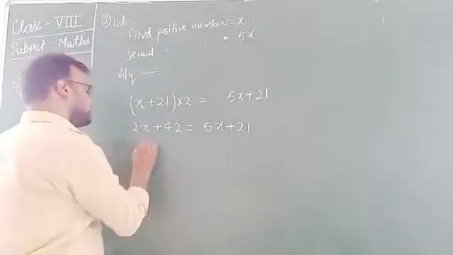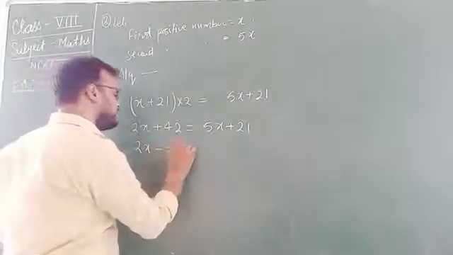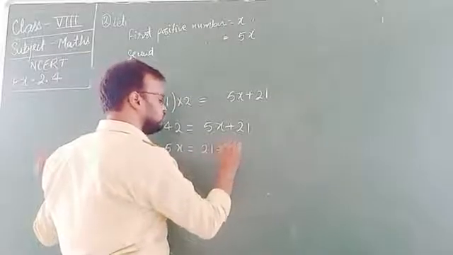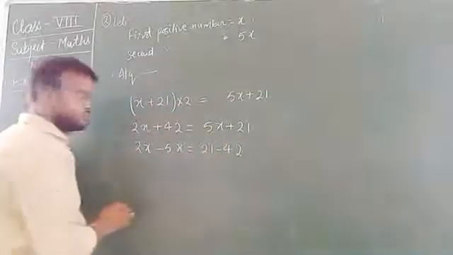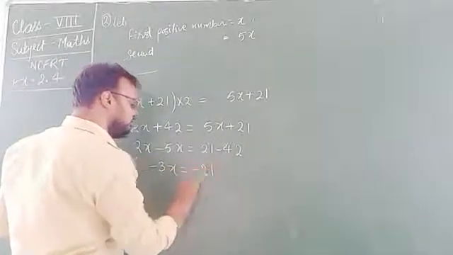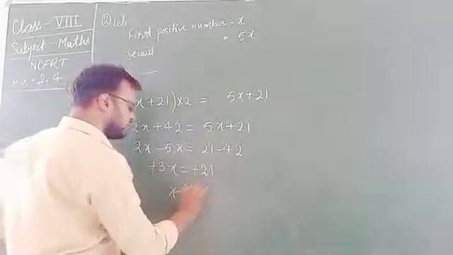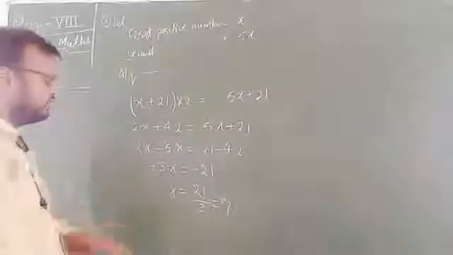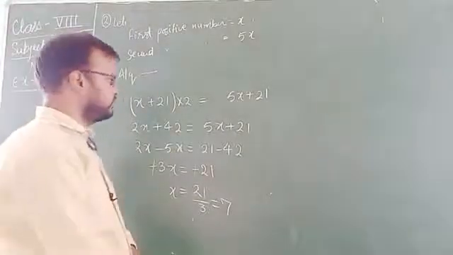Now variable on one side, 2x minus 5x, and non-variable on one side, 21 minus 42. This is minus 3x equal minus 21. Minus and minus cancel out. So x equal 21 by 3 equal 7. 3 7s are 21. Okay.